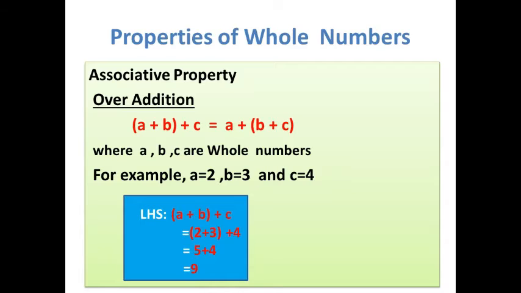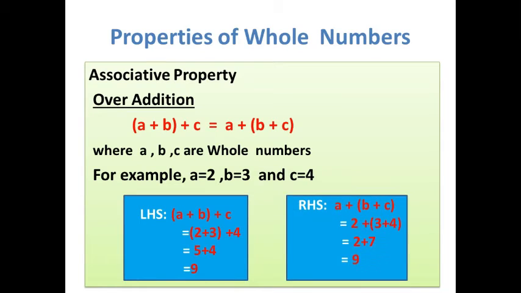Solving the bracket first, it is 5 plus 4, which is equal to 9. In RHS I have a + (b + c). Putting the values, it becomes 2 + (3 + 4). Solving, we have 2 plus 7 equals 9. Clearly we can see that LHS is equal to RHS, and hence we can say associative property is valid.